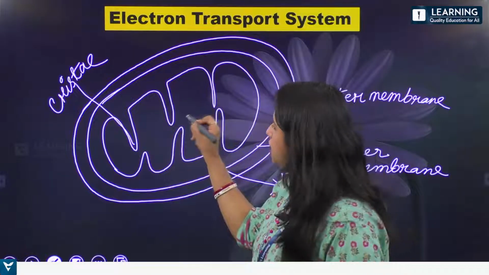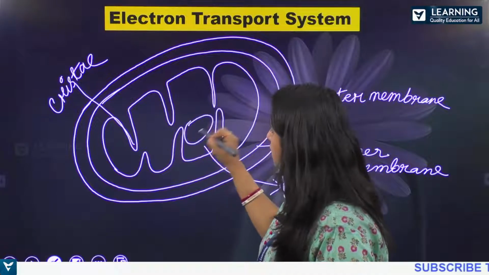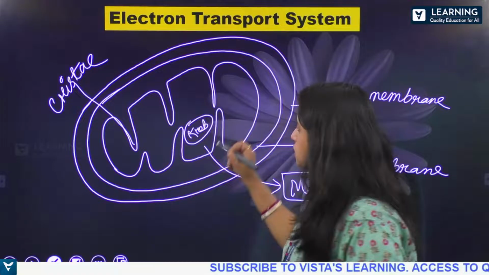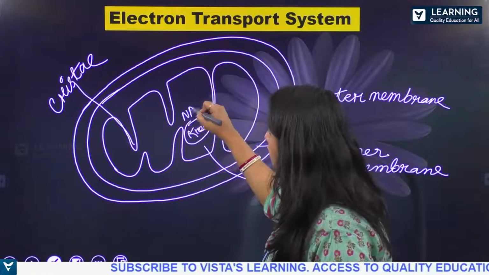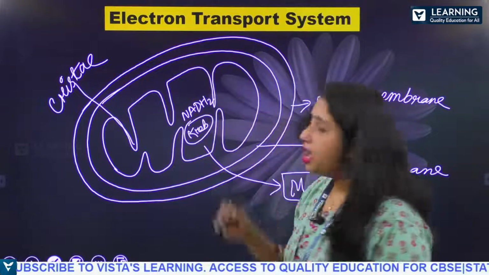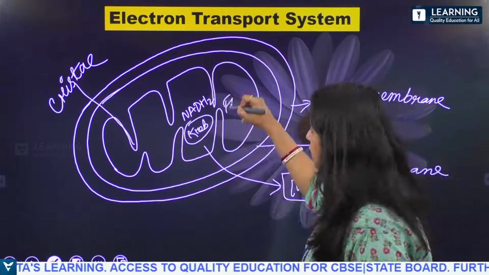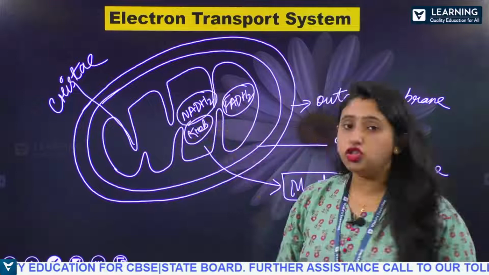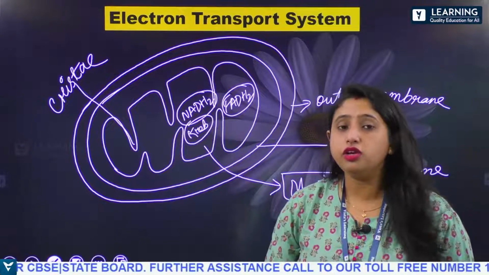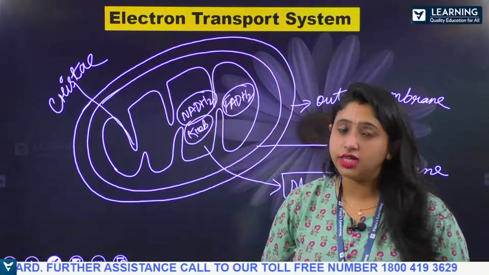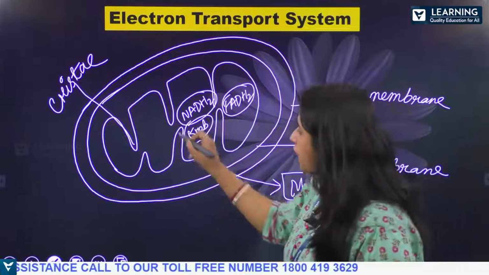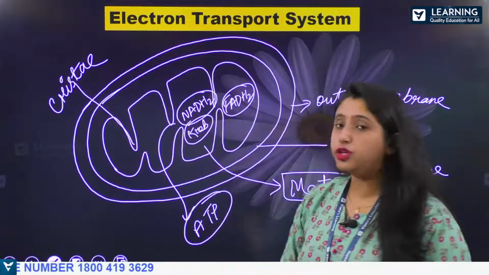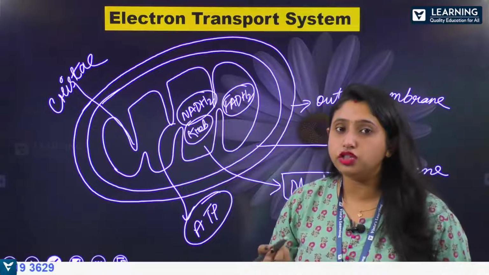Now see here, in the Krebs cycle what is being evolved? We got NADH2 and FADH2, isn't it? This NADH2 and FADH2 is further used for the synthesis of what I said, that is ATP, right? Finally, we need only ATP to be synthesized, that is the energy molecule.